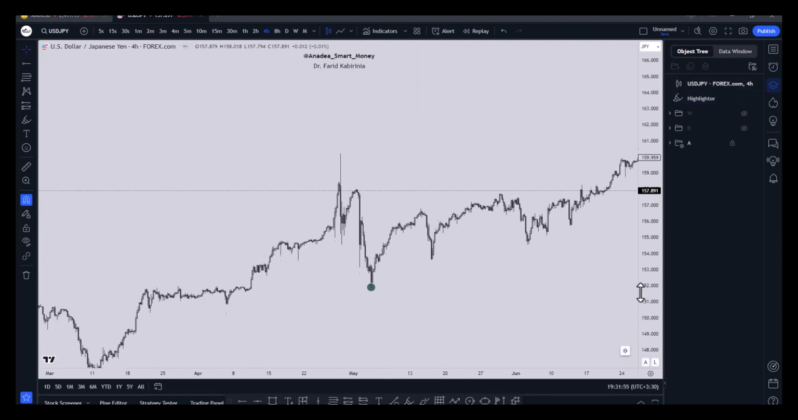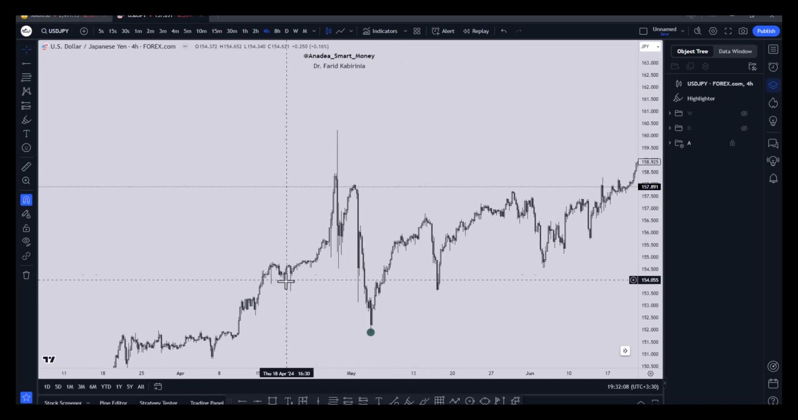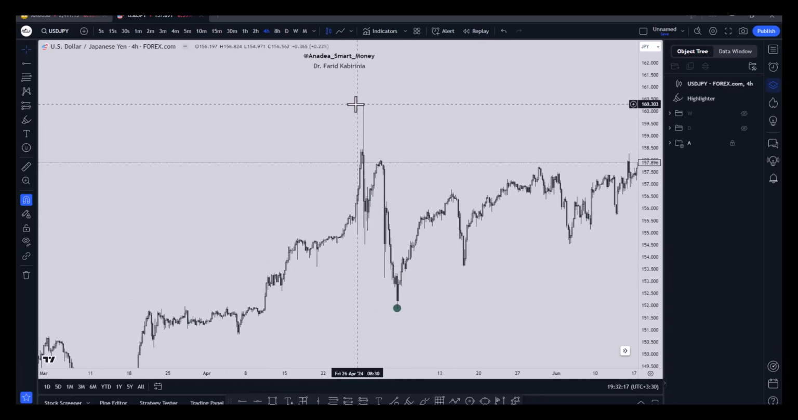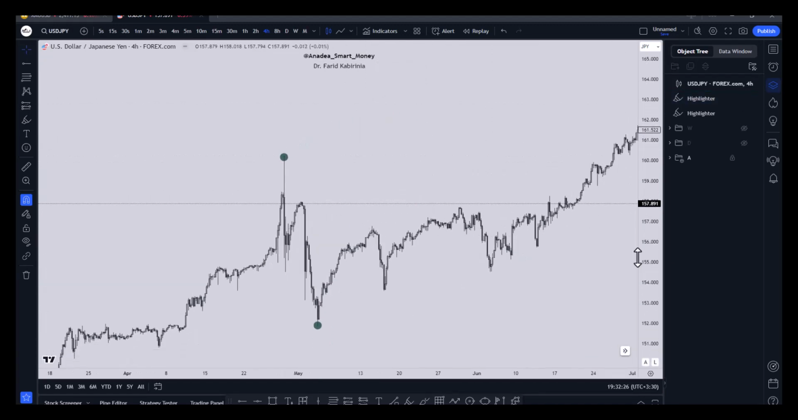So again, I'm looking for a supply which has printed lower lows and no supply has been taken out after creation of this supply. So here price was trending up, printing higher highs and higher lows, and no supply was taken out. Here it printed a higher high, demand taken out, and no supply was taken out after that. So here's my swing high. So let's go from here.